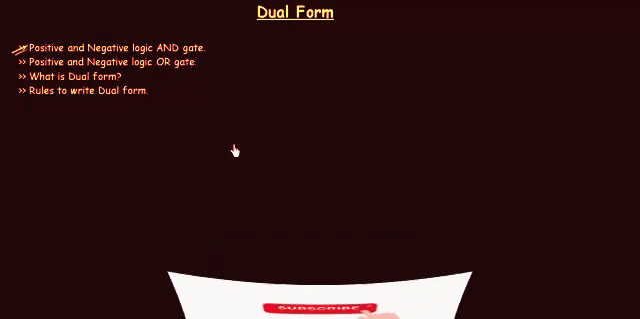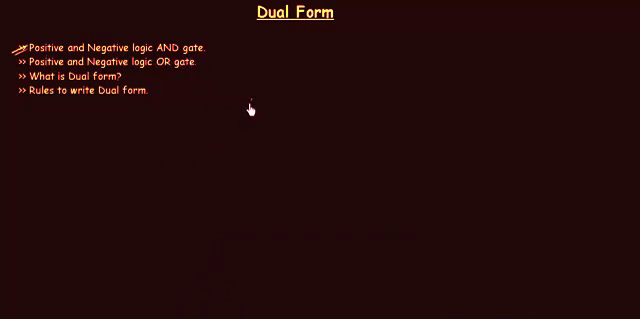I will take a 2-input AND gate. Let's say A, B are the 2 inputs, and the output of this 2-input AND gate is Y. And you already know, in case of AND operator, the output will be high when both the inputs are high, and if any of the input is low, the output is going to be low.